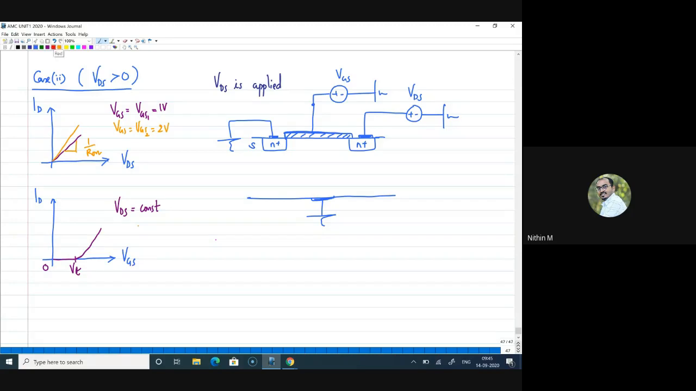So initially, let me use different colors over here. Initially, I have a channel which is uniform here. Why was it uniform? Let me draw a little bigger. So this is my channel, and I stated that this channel is uniform for the reason that your VGS is equal to VGD, so the channel is uniform. Now, by the application of this VDS voltage, what happened? Previously, I have written that.